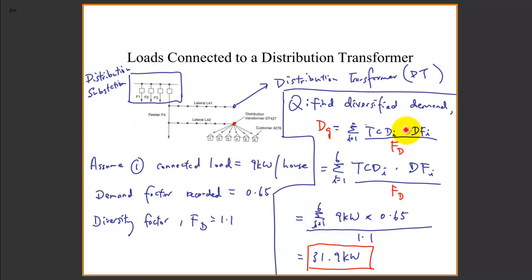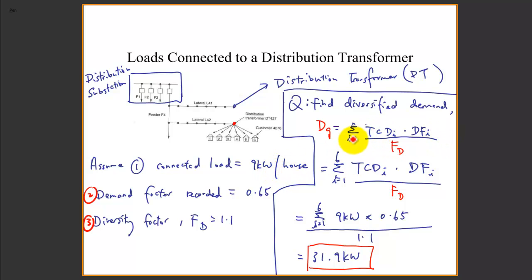So the D sub G can be defined as the total connected load demand, which is the first one, and then the demand factor, which is the second one, and then the last one will be the diversity factor, the F sub D. So this is pretty straightforward. We usually do the load survey conducted in a random fashion, and we selectively pick certain residential consumption and try to generalize how much the connected load would be. So in this case, it's 9 kilowatt per house.